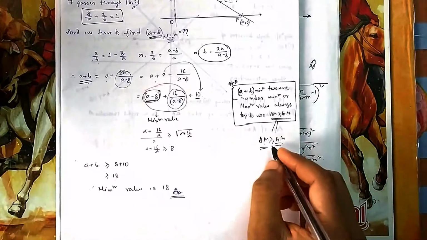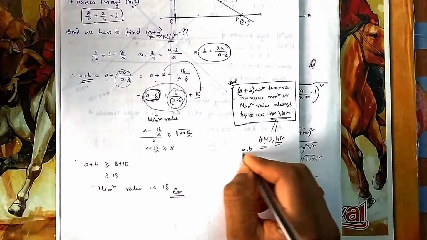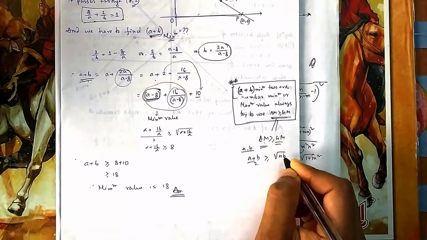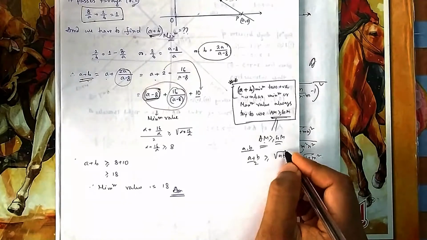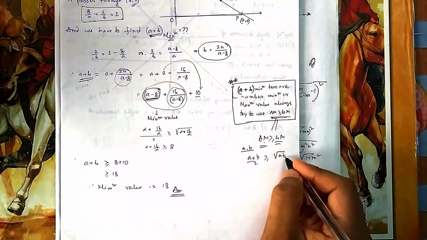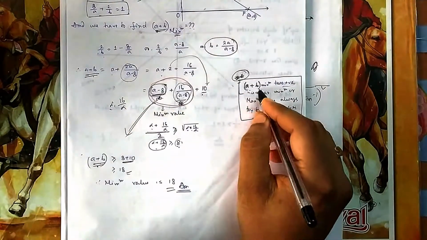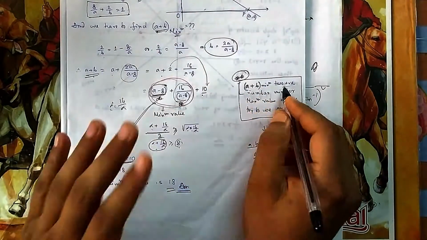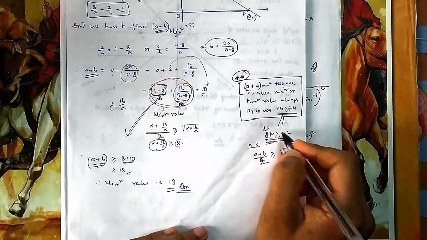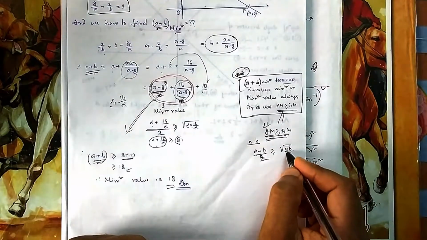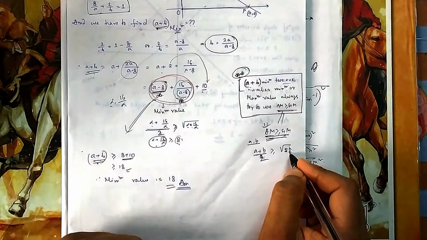Because GM is nothing but, if you understand GM, there are 2 points A, B. AM is A plus B by 2 and GM is root of AB. If it is a 3 number GM, then it is the cube root of ABC. But this formula is only for 2 numbers. You remember this one. If A and B are both positive numbers and there are 2 numbers, then only we apply this one. So the idea, that's why it is taken reciprocal for GM calculation. If it is reciprocal, then it will get cancelled out.